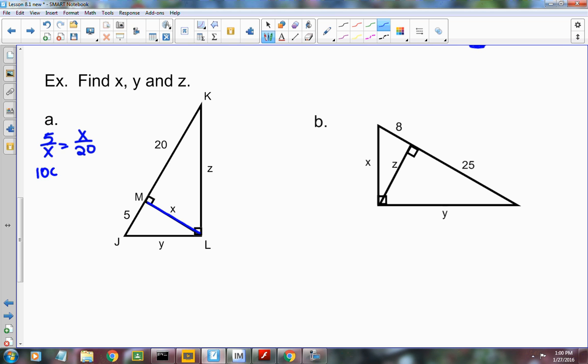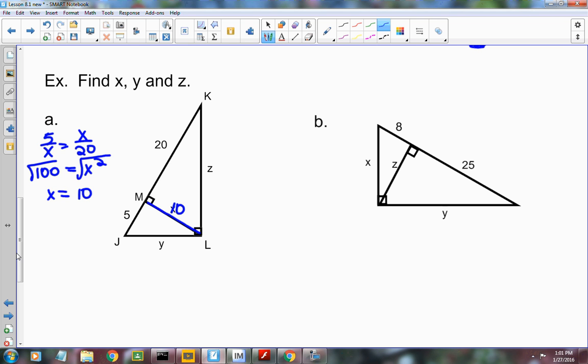So I end up with 100 equals x squared. We take the square root of both sides, and so what's x going to be? 10. Okay, so we found this right here to be 10. Now, we want to go and find y. Now, y can be found in 2 different ways. What would you like to do?